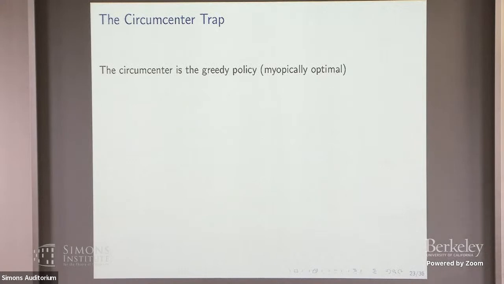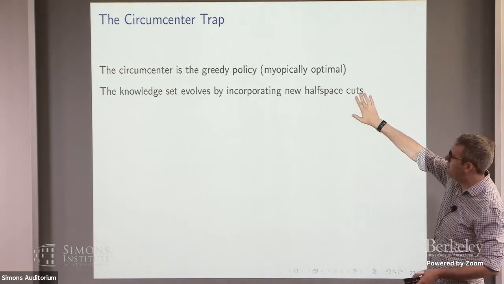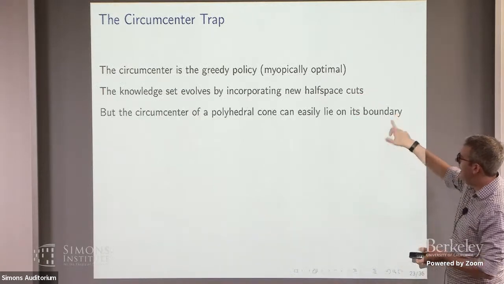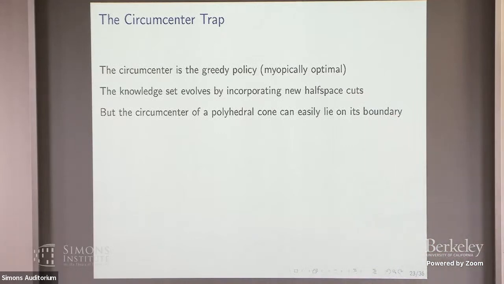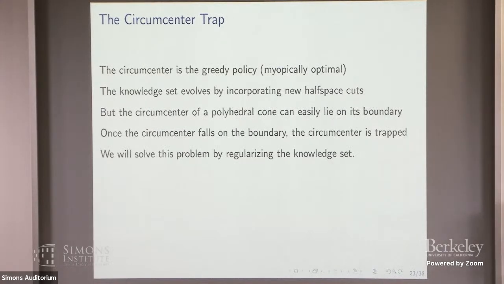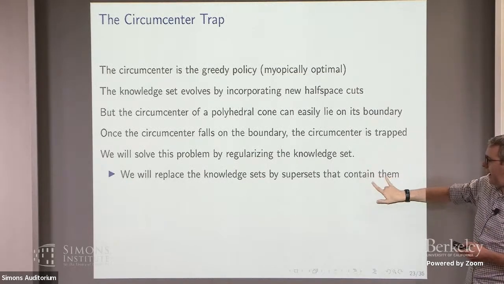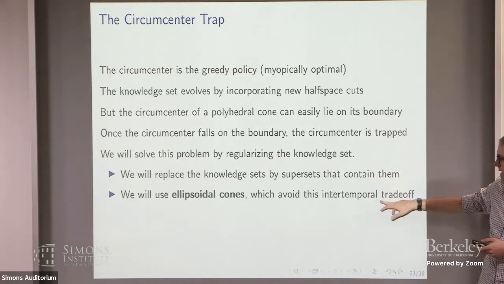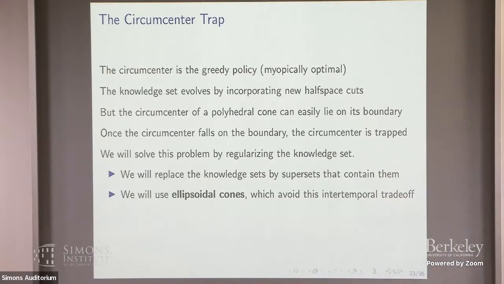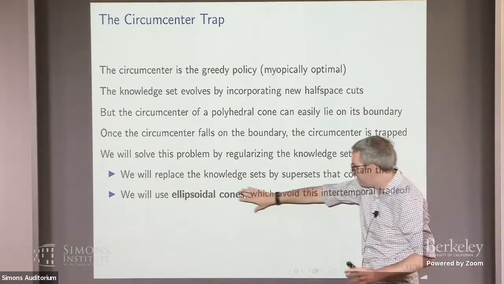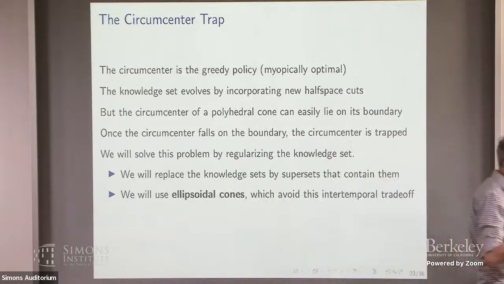And the circumcenter actually is a trap that the greedy policy fails on, because your knowledge set evolves by incorporating half-space cuts. And you end up having this polyhedral thing. And when you have a polyhedral object, very easily the circumcenter ends up on the boundary. So you don't want to be working with polyhedral cones. So the technique that we use is we regularize the knowledge set. We're going to replace these knowledge sets by supersets that contain them. And in particular, we're going to use ellipsoidal cones to do this. This is a technique we used in the other paper on contextual pricing. There it was ellipsoids, and here it's ellipsoidal cones.